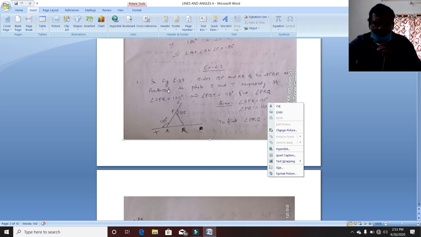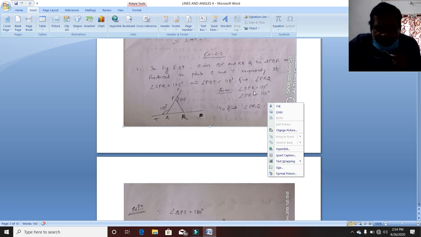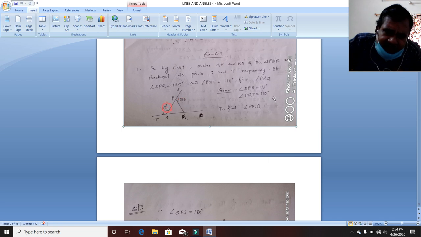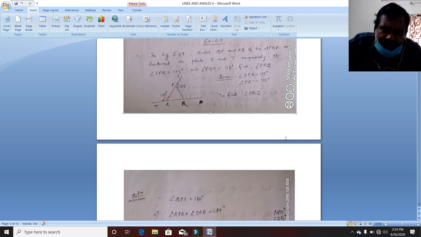I have written the question from the book. You see the book. From that book I have written here. Here the points given are what? Angle SPR equal to 135 degrees and angle PQT equal to 110 degrees. To find PRQ. Now from the book I have drawn the diagram. This angle is 105 degrees, this angle is 135 degrees, this angle is 110 degrees. Now you see the figure.